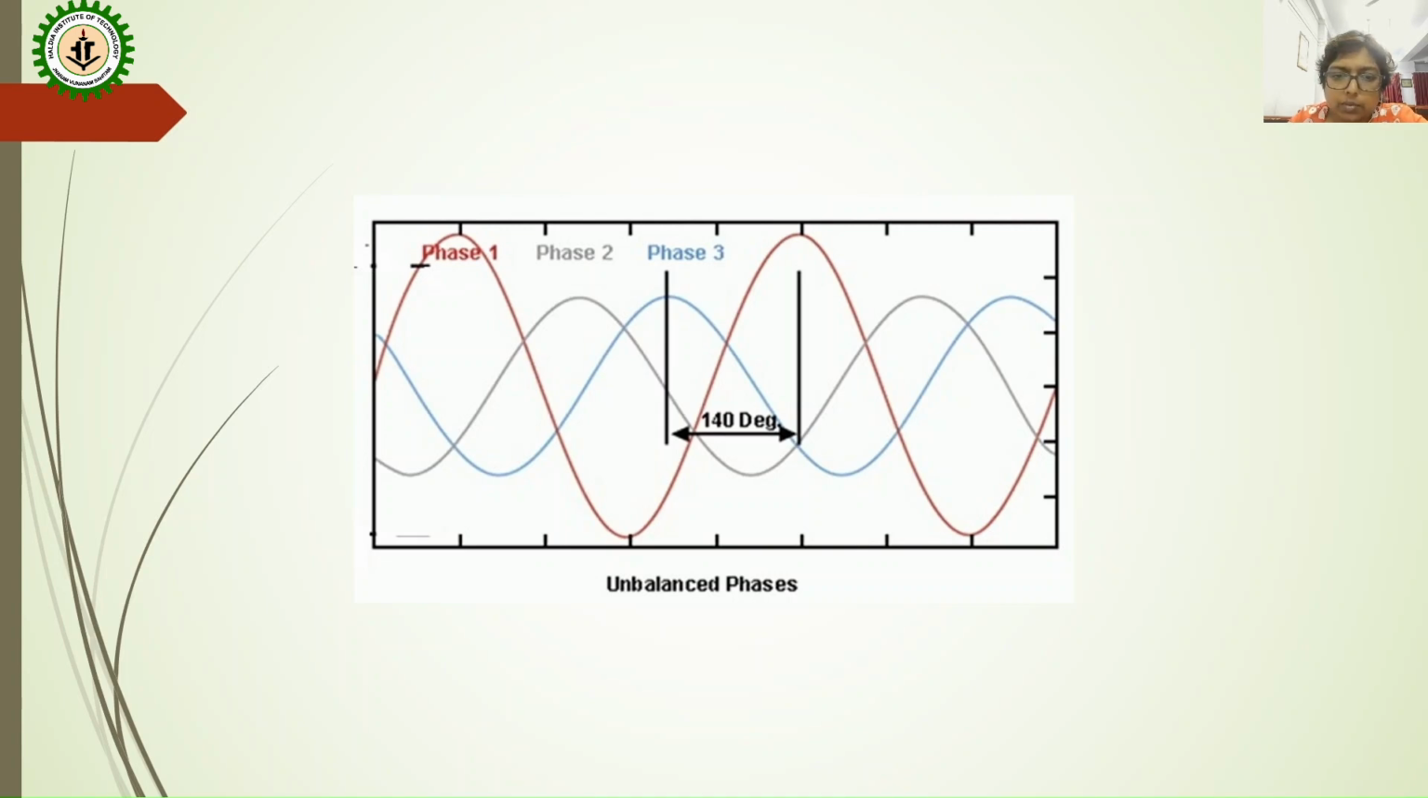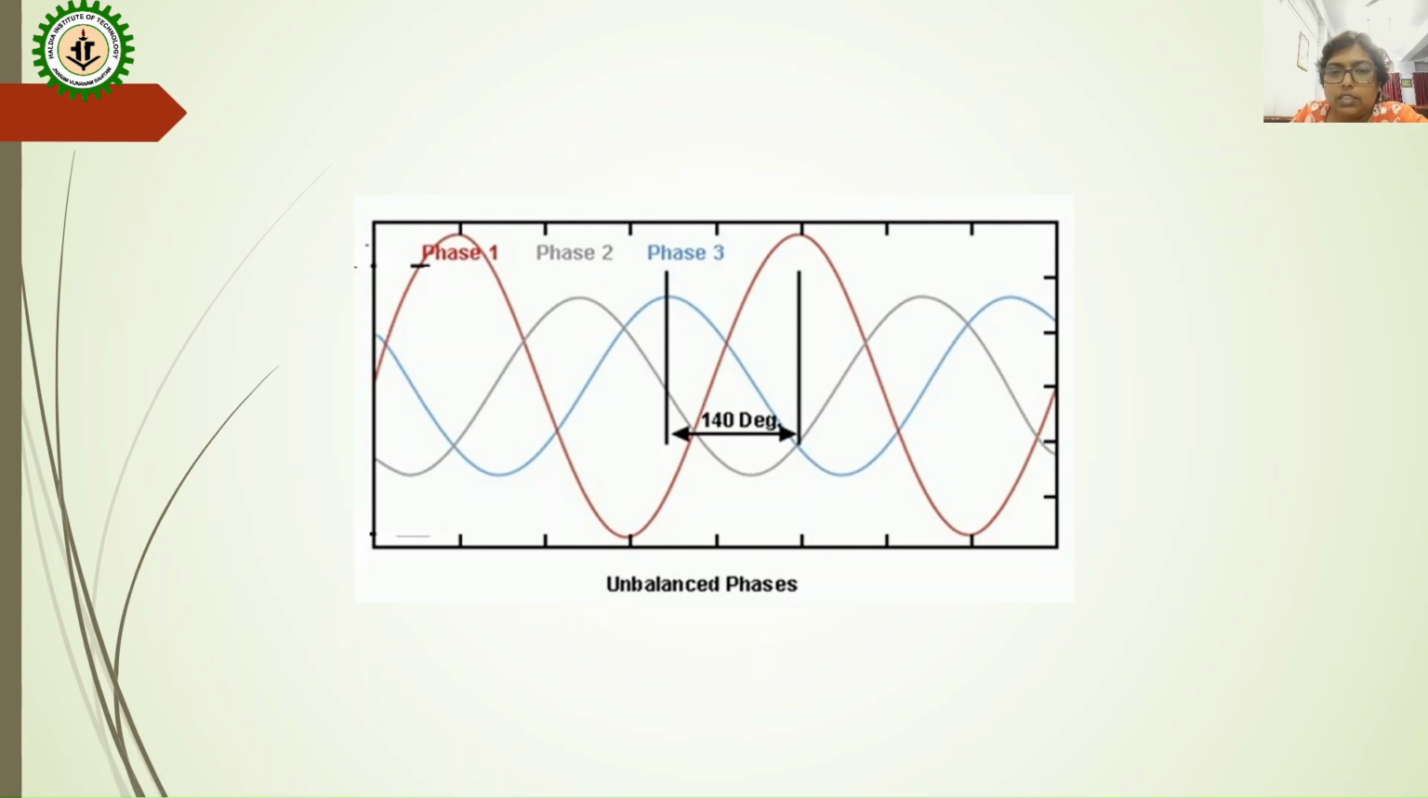But this is an example of unbalanced phases, shown in this figure. Here, phase 1's magnitude is much higher than the other two phases. So those are not equal, and the phase difference is also not maintained at 120 degrees. Here you can see that there is a 140-degree phase difference. Okay, and the peak magnitude also differs. So this is the unbalanced system.